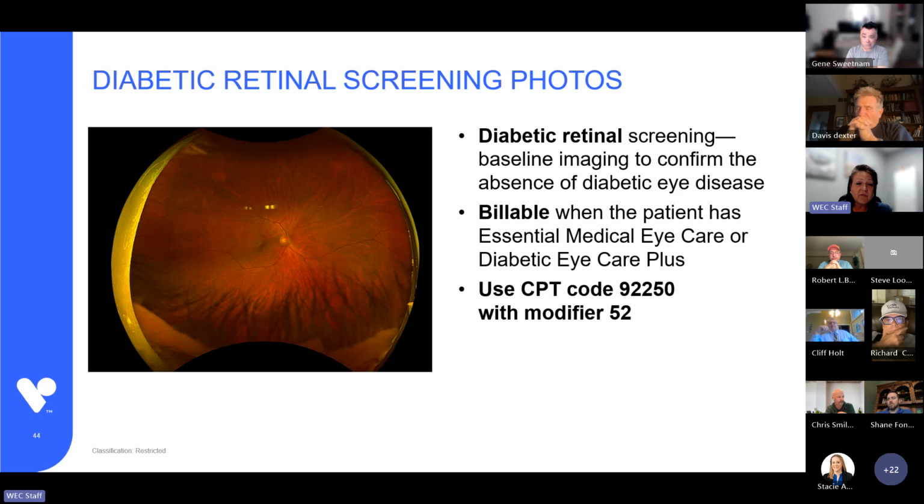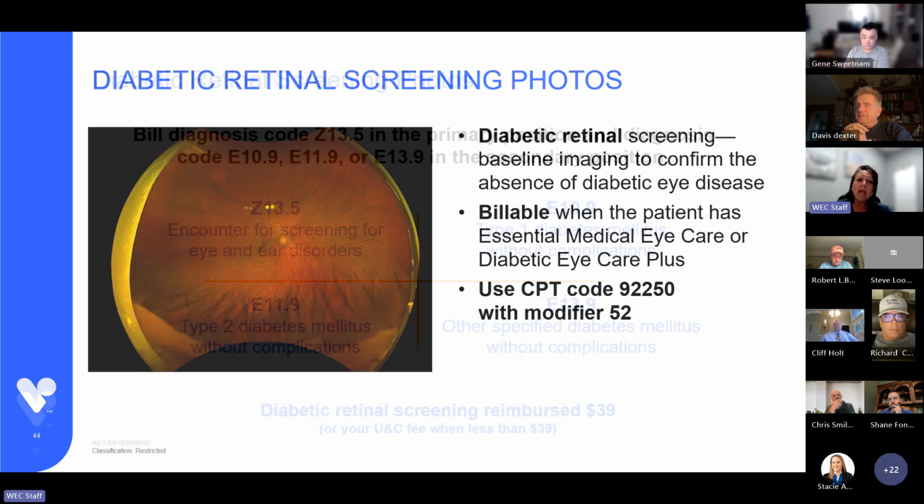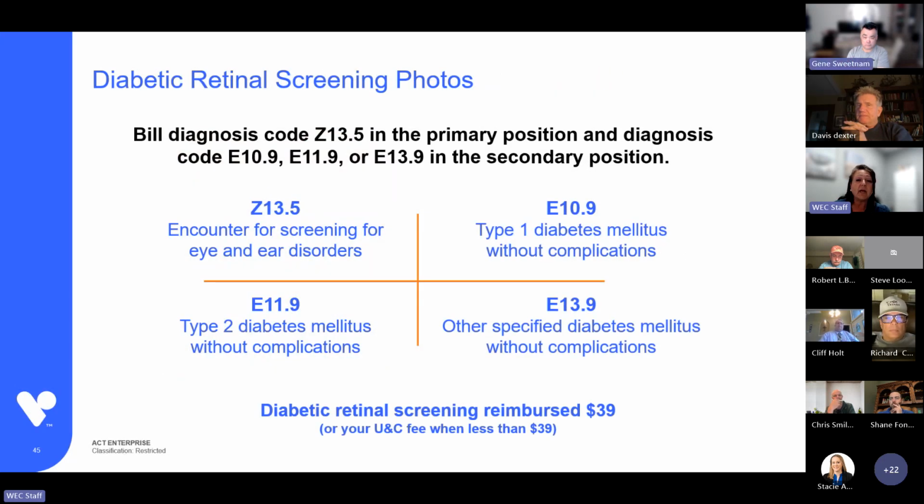It's the 92250, which is your fundus photo, but with the 52 modifier saying there's no pathology. However, with essential medical eye care, the diagnosis code's different. Remember the one before, where it's attached to your Well Vision plan as just a covered and full routine, it was just your routine diagnosis code. Well, with essential medical eye care, they don't accept routine diagnosis codes.